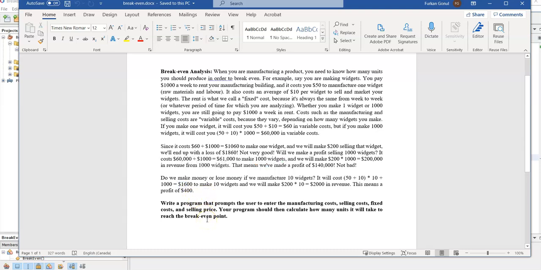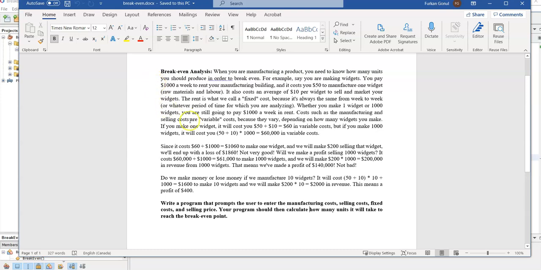Now the assignment is to write a program that prompts the user to enter manufacturing cost, selling cost, fixed cost, and selling price. After the user enters that information, your program should calculate how many units it will take to reach the break-even point. That means how many units at least we have to sell to make a profit, right?